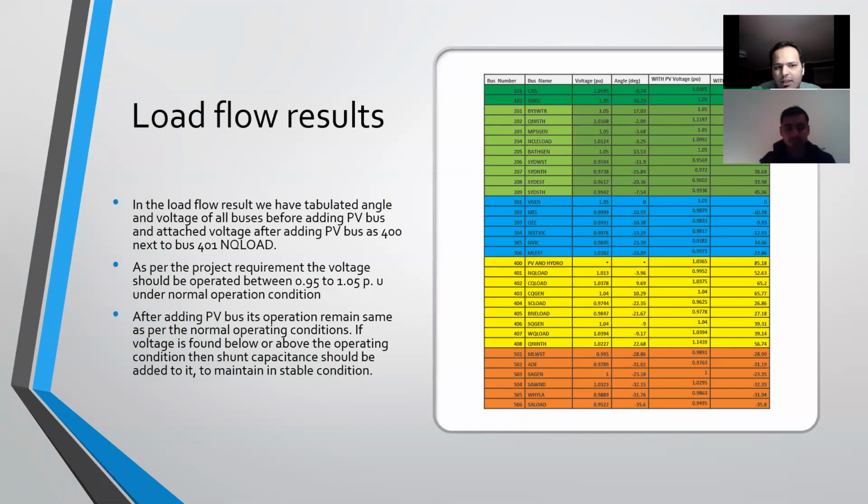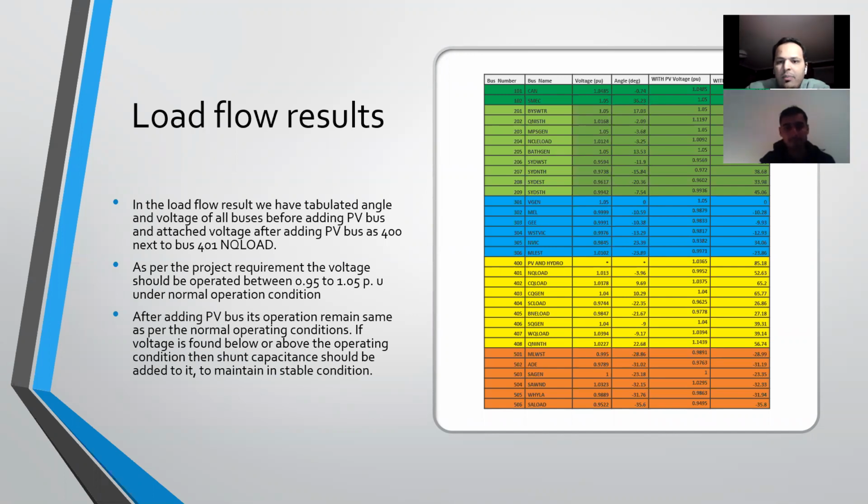That's the load flow case. In the load flow case, we recorded the voltage before adding the PV and the hydro into the oscillatory grid, and we can clearly see that the voltage is between 0.95 and 1.05 per unit.